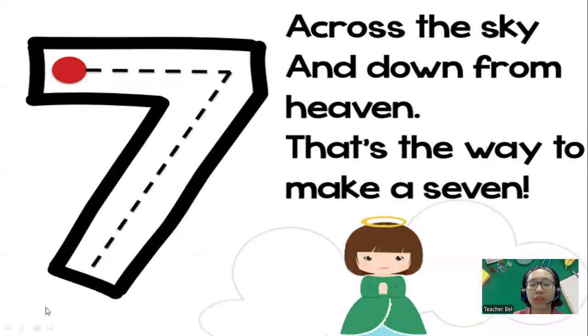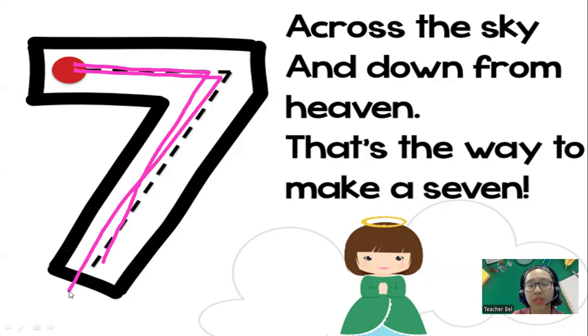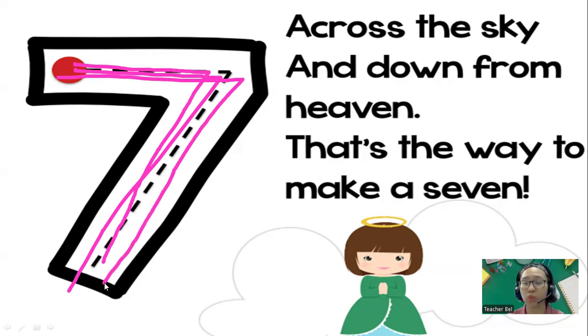What about the number 7? Remember our 7, across the sky and down from heaven. That's the way to make a 7. Again, across the sky and down from heaven. That's the way to make a 7. So we have our number 7 here on the screen.